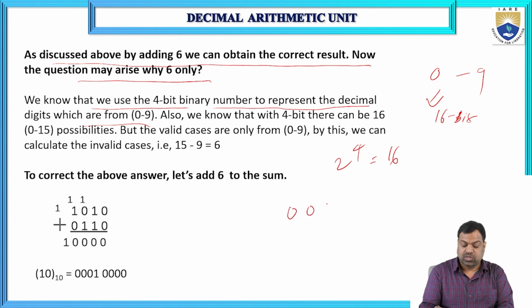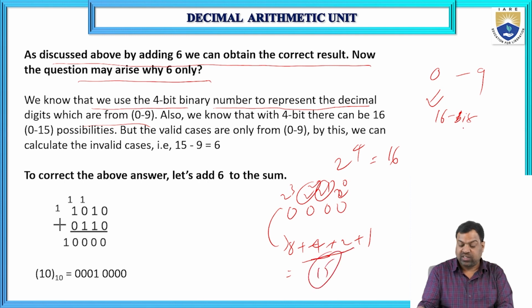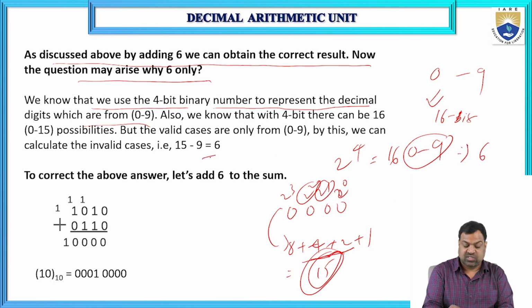So the 4 bits mean 2 power 0, 2 power 1, 2 square, 2 cube. What is 2 cube? 8, plus 2 square equals 4, plus 2 power 1 which is 2, plus 2 power 0 which is 1. 8 plus 4 is 12, 14, 15. So in total it is 16 combinations. We have to get 16. So already I got only 0 to 9, but I need 15. How many do I need? 15 minus 9, I need 6. So that is the reason I am adding 6.